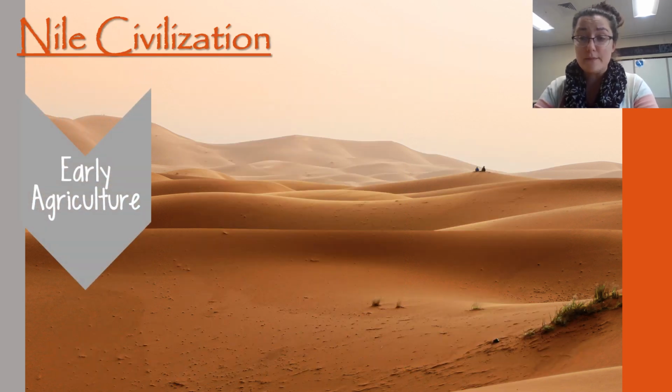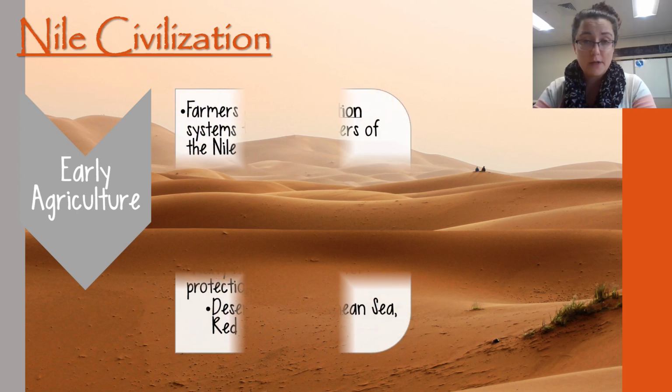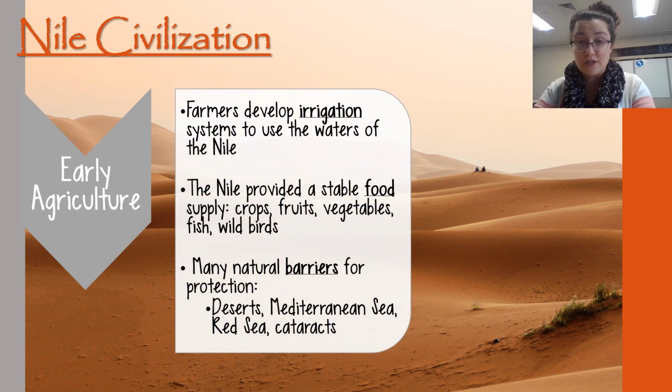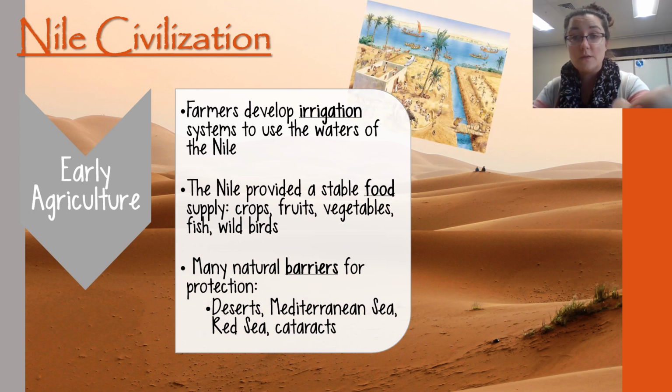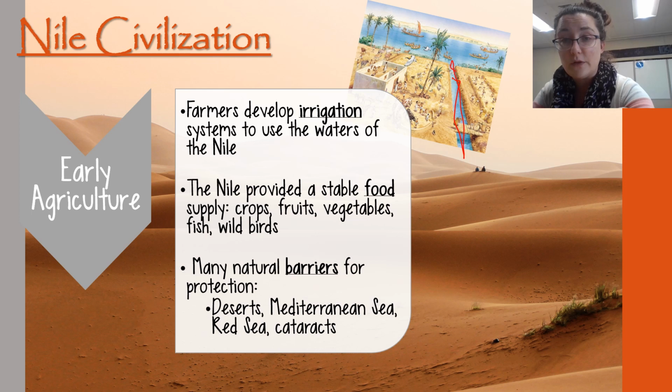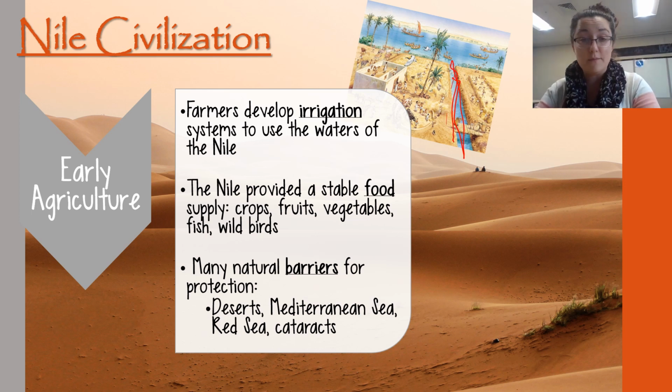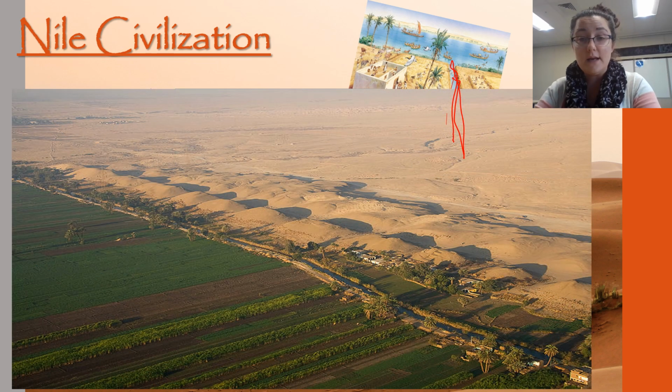So take a look on the second page of your video notes at the tag that's labeled Early Agriculture. So farmers developed irrigation systems to use the waters of the Nile just like they did in ancient Mesopotamia. So we see some here. We see those canals like we learned about in ancient Mesopotamia, bringing water from the river to the farmlands. And the Nile provided a really stable food supply.